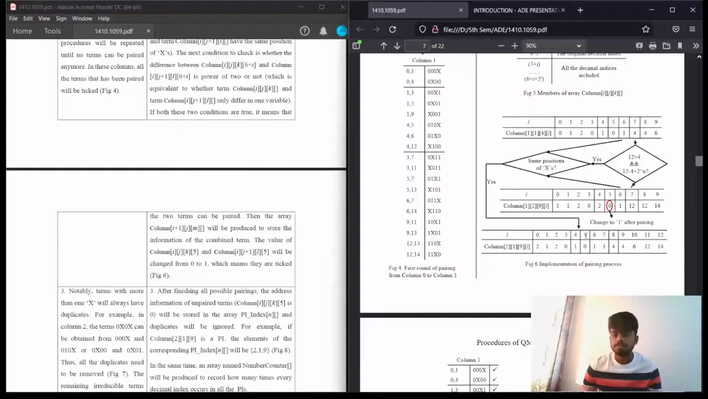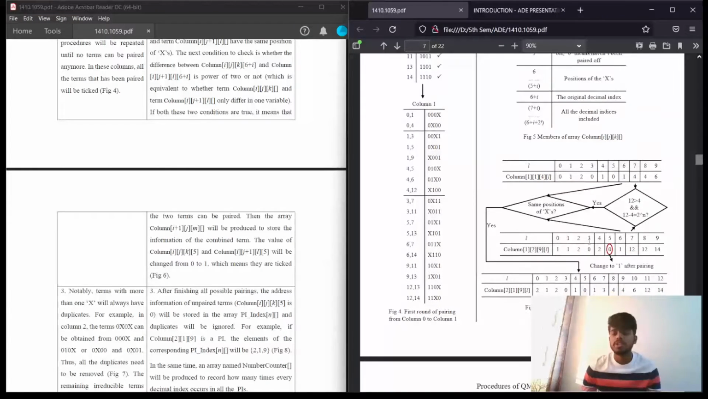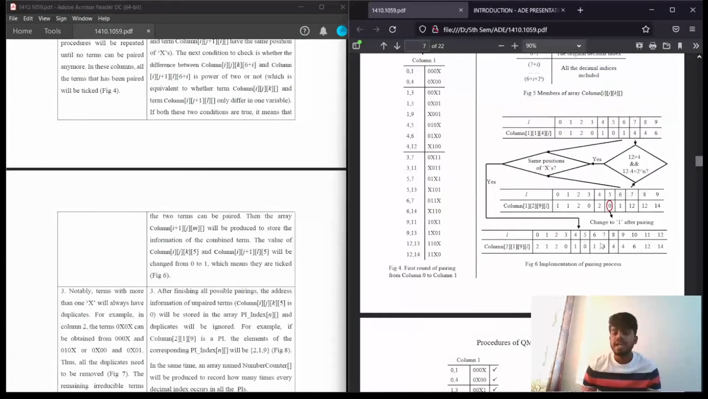In the fifth bit we represent whether it's been paired: 1 means it's paired, and 0 means it's not been paired. So this particular thing has not yet been paired, so that's 0. And after these two terms are paired, we should make sure the fifth bits in both of them are changed to 1, so that the compiler knows these terms are paired. In the sixth and seventh bits, we represent the positions of x. So the x is in positions 1 and 3. And in the eighth place we represent the original decimal index.